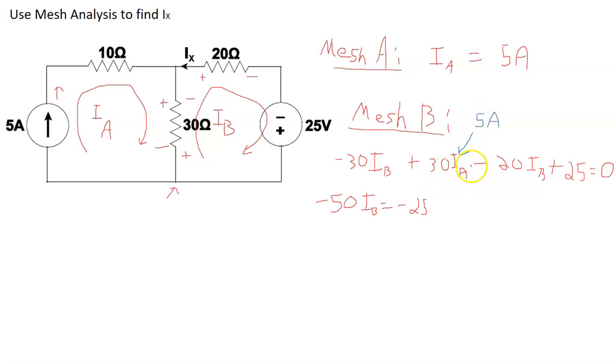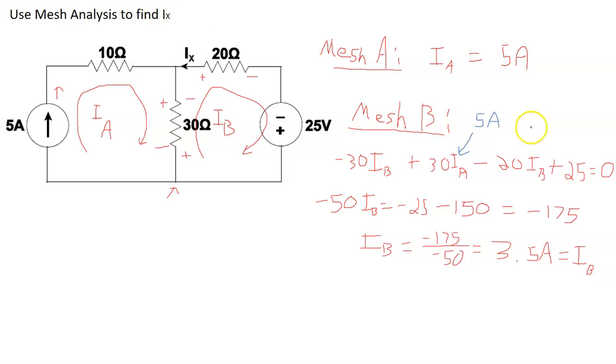The 30 times 5 is 150. And we bring that across the equal sign, we make that negative as well. And so on the right hand side here, we have negative 175. So IB is equal to negative 175 divided by negative 50. And so that is equal to 3.5 amps. And so one equation with one unknown, like I said, simplifies that solution greatly. And so now, we have IA equals 5 amps, IB equals 3.5 amps.